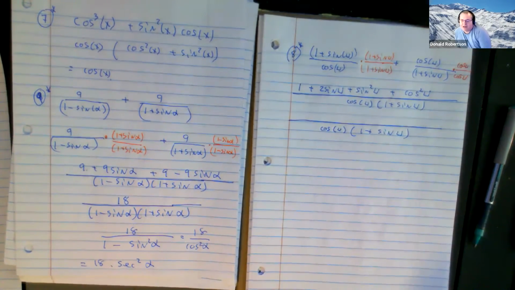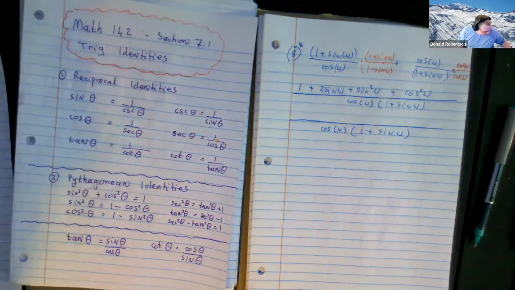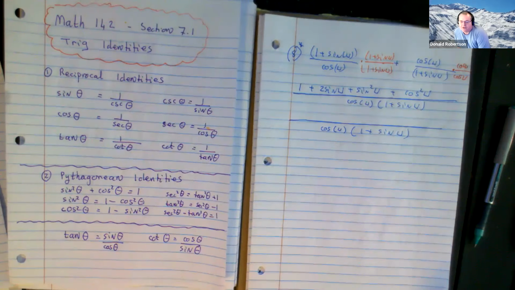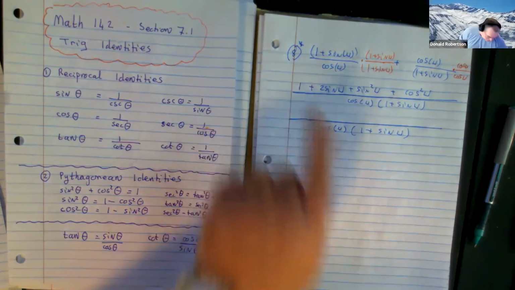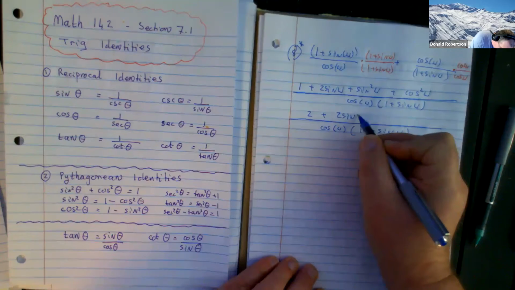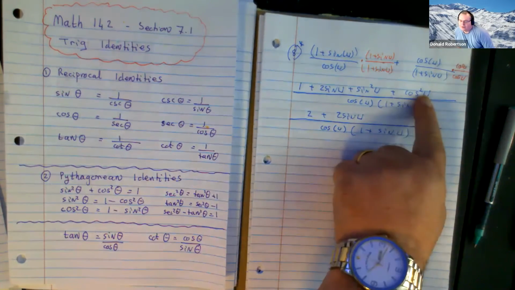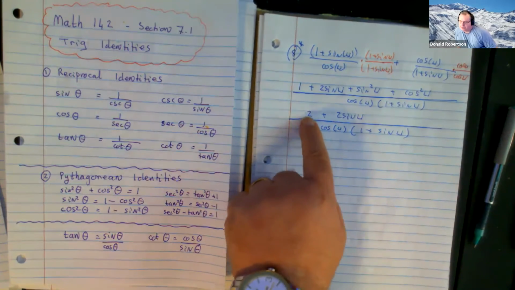Can anybody see anything on that top row that might work with one of these identities? The sine squared plus cosine squared, that would equal 1. And add it to that one, and now we have 2. Are you all comfortable with that? Sine squared plus cos squared gets me 1. 1 plus the 1 you already have is now 2.